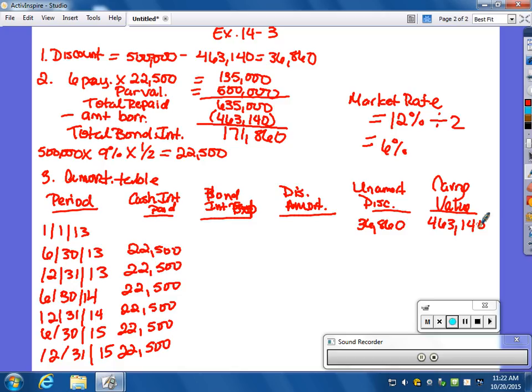The bond interest expense is the 6% market rate times whatever the prior carrying value was, right? Yes. So tell me what the first amount is for June 30th, 13. 27,788. And how did we get that? You take the 463,140 times the 6%. So we're going to do that for each one: take whatever the new carrying value is and multiply it by that 6%. Everybody can tell me the rest of them. So what about the discount amount?